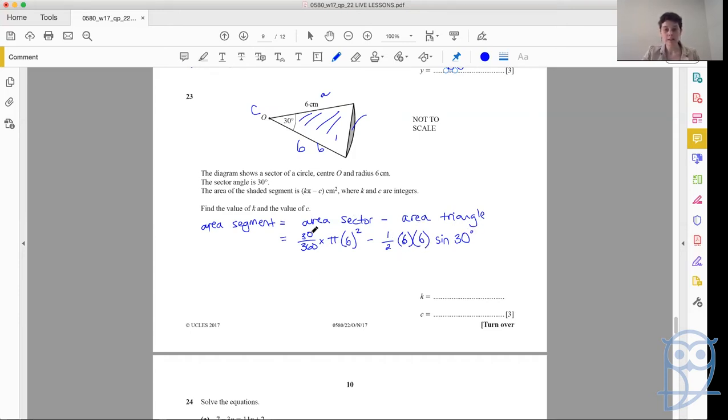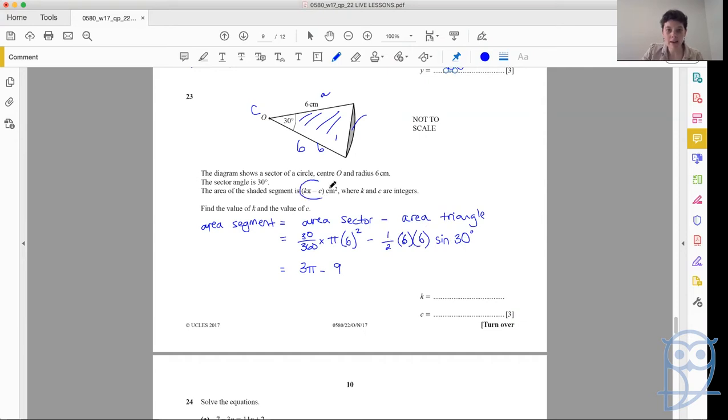So now if we simplify and do some calculations, 30 over 360 times 36, and then we're going to leave that pi alone. We're going to put it into the calculator as a pi, and it's going to be spat out as a pi, because we want that precision. So this simplifies to 3 pi. And 1/2 times 6 again, times sine of 30. You can put all of that into your calculator at once. It actually comes out as a 9. So the area of the segment is 3 pi minus 9.